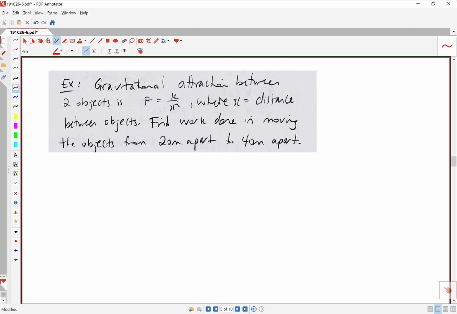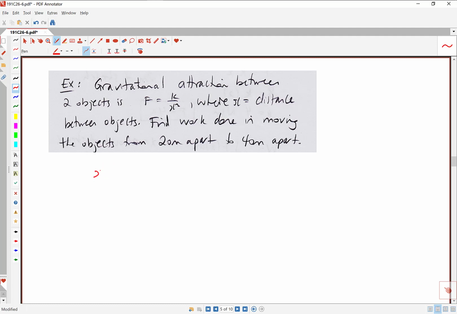Here's our second of 3 work examples. We're told that the gravitational attraction between 2 objects is F equal k over x squared, where x is the distance between the objects. K here would just represent a constant, an unknown constant. Find the work done in moving the objects from 20 meters apart to 40 meters apart. Well, since we have this unknown constant k in the problem, our answer will involve the unknown k. And let's think about how to set everything up.